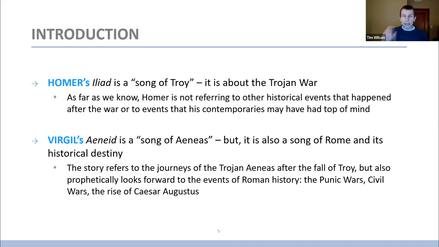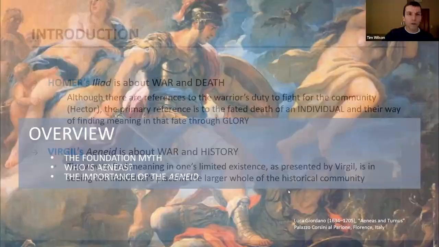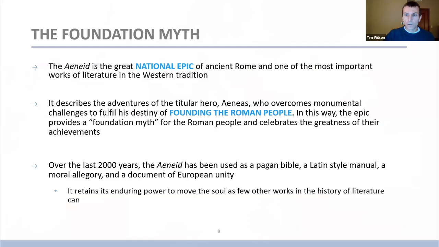So Virgil's Aeneid is a song of Aeneas, but it's also a song of Rome and its historical destiny. So the story refers to the journeys of Aeneas after the fall of Troy, but also looks forward prophetically to events of Roman history, the Punic Wars, civil wars, the rise of Caesar Augustus. So much like Homer was for the Greeks, Virgil's Aeneid quickly became seen as far and above the greatest work of Roman literature. It became a national epic.